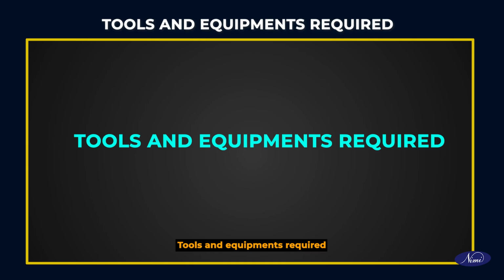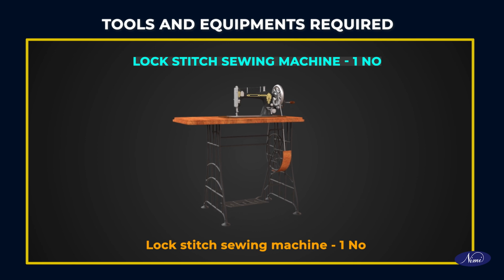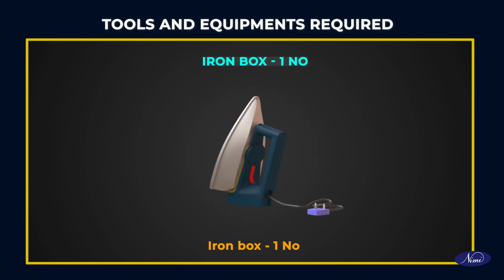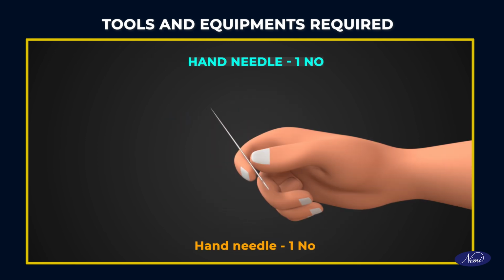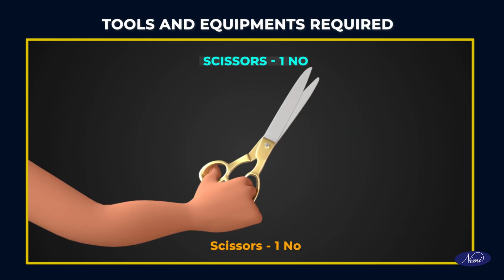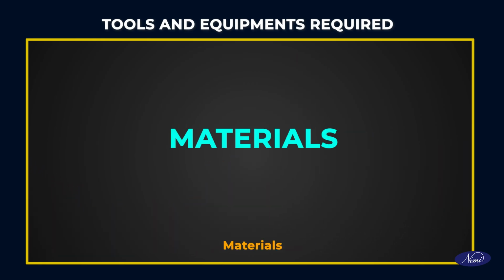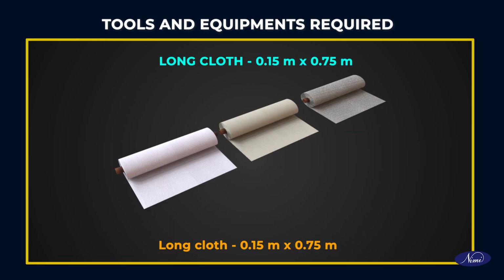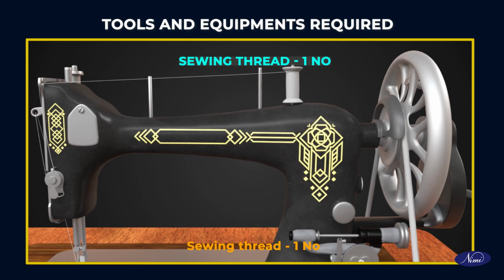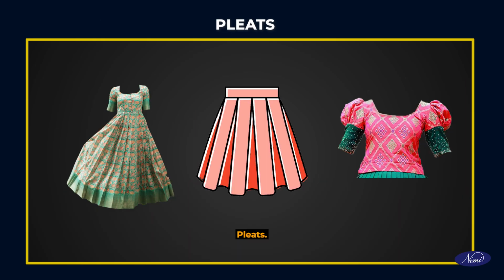Tools and equipment required: lock stitch sewing machine, 1 number; iron box, 1 number; hand needle, 1 number; scissors, 1 number; material: lawn cloth, 0.15 meters by 0.75 meters; sewing thread, 1 number.